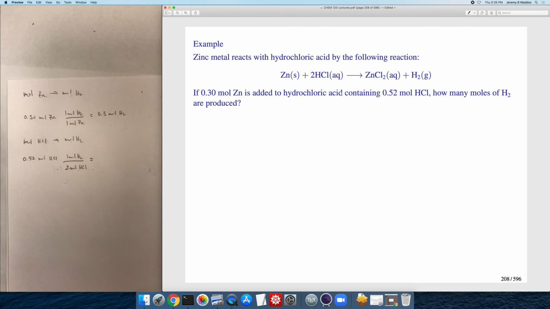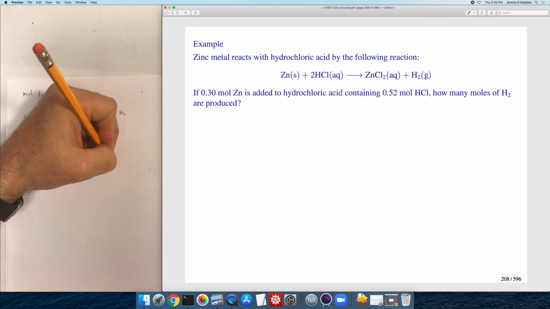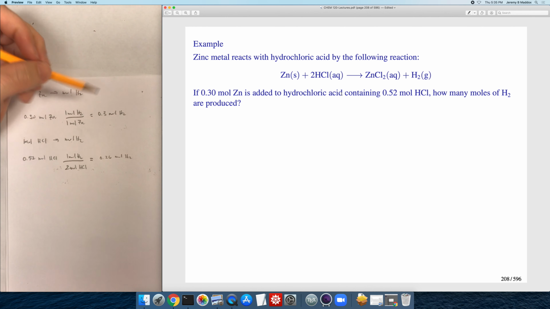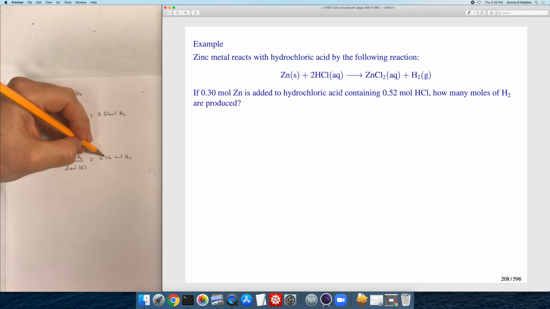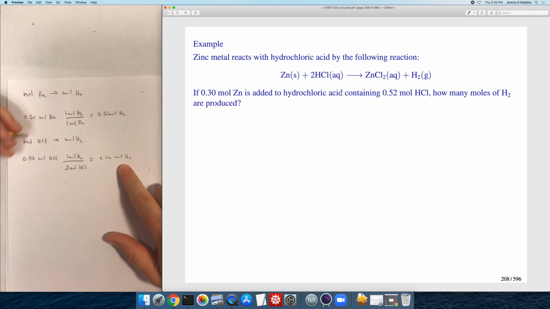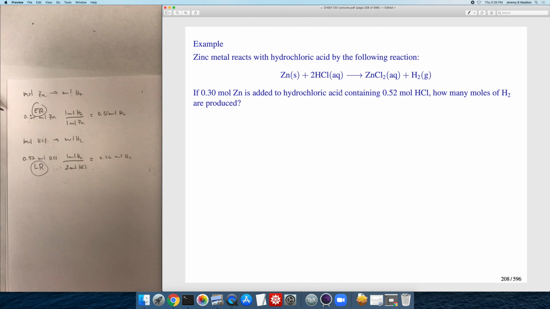0.52 divided by 2, 0.26 moles of H2. We see that the 0.26 moles is smaller than the 0.30 moles. Since this number is smaller, that identifies the HCl as the limiting reactant, and the zinc is the excess reactant. Okay? So all of the HCl is going to be consumed first, and then we're going to be left over with some extra zinc.